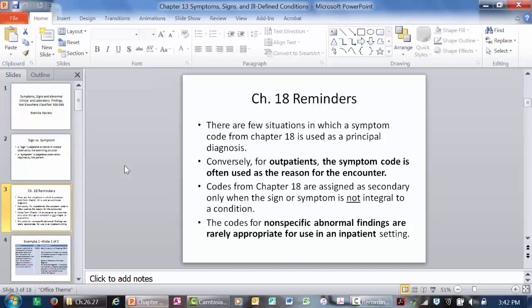If the sign or the symptom is not integral to whatever condition you're coding, then you can assign a code from Chapter 18 for that sign or symptom. And as I just mentioned, codes for non-specific abnormal findings are rarely used in an inpatient setting, because in the inpatient setting you can code if a physician states suspected urinary tract infection, you can code the urinary tract infection. You don't have to code the symptoms. So it's just a different way that the inpatient and outpatients coding guidelines are organized.